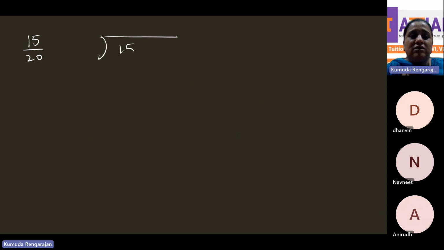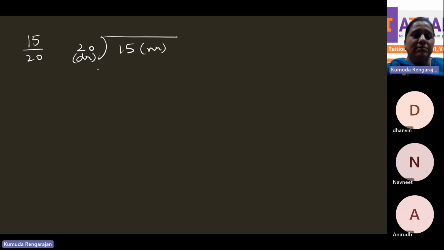So 15 is the dividend, 20 is the divisor. The numerator will always come here, meaning the numerator is always the dividend. The denominator is always the divisor. Always. The numerator is the dividend, the denominator is the divisor.